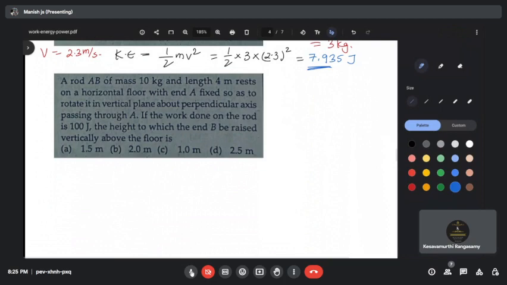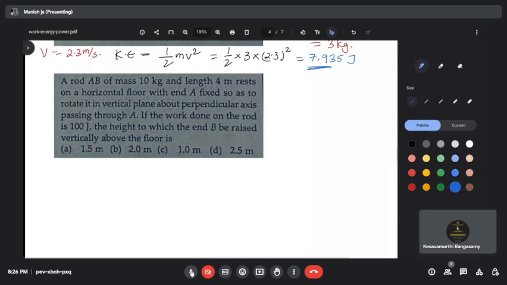A rod AB of mass 10 kilograms and length 4 meters rests on the floor with end A fixed, so as to rotate in a vertical plane about a perpendicular axis passing through A. If the work done to raise the rod is given, the height of the end B from the floor is to be found. So you'll have to find out the height to which the rod is being raised. That's what you need to find here.